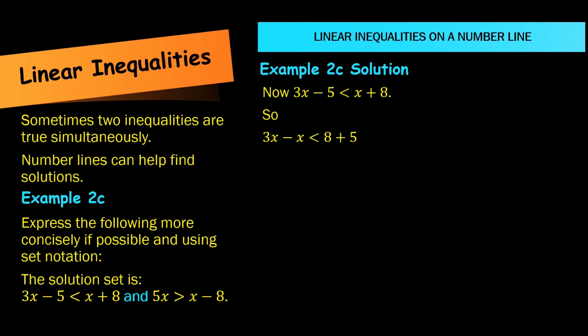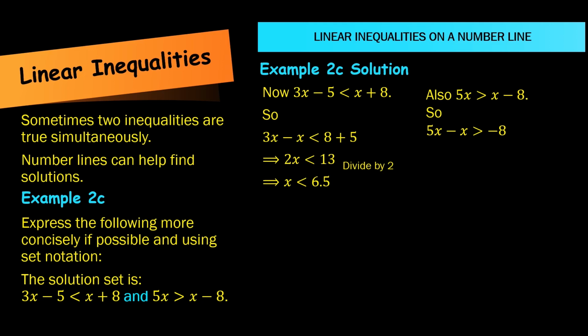We've taken all the x's to one side and all the constants to the other. Then tidying up gives us 2x is less than 13. And finally dividing by 2 gives us x is less than 6.5. And now for the second inequality. Again, taking all the x's to one side and the constants we leave on the other. Then tidying up, 5x minus x gives us 4x, and minus 8 is left as it is. Finally, dividing by 4 gives us x is greater than -2.